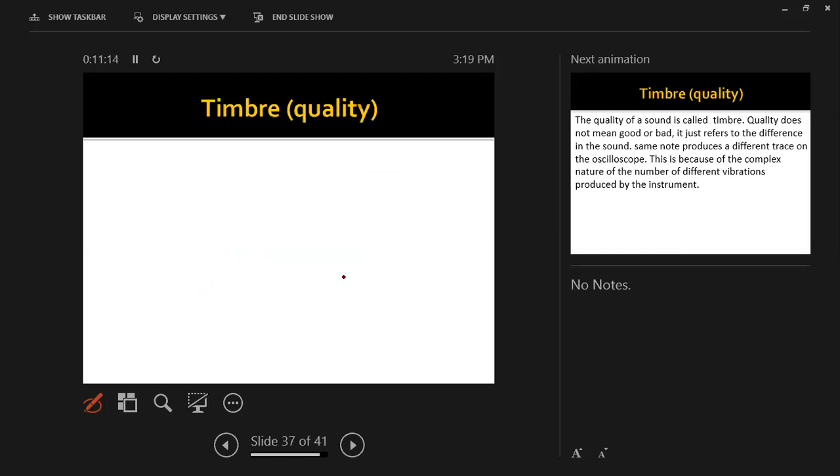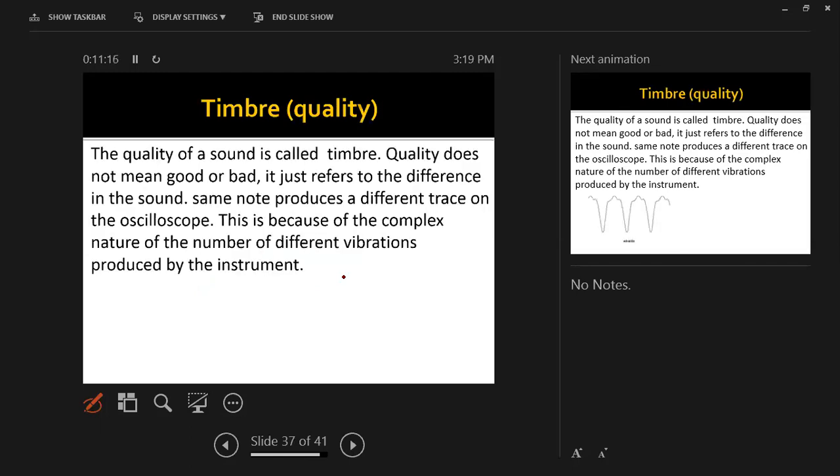The third one is timbre quality. The quality of sound is called timbre. Quality does not mean good or bad. It just refers to differences in the sound. It is not good or bad.